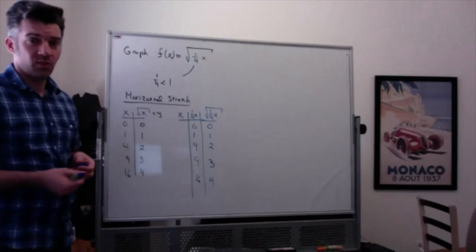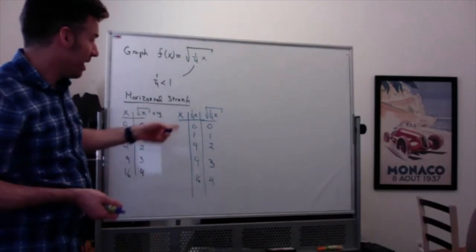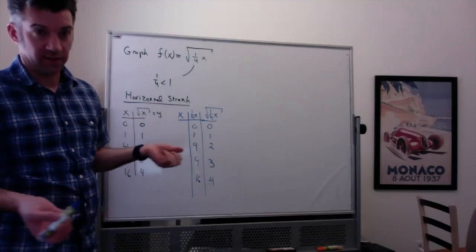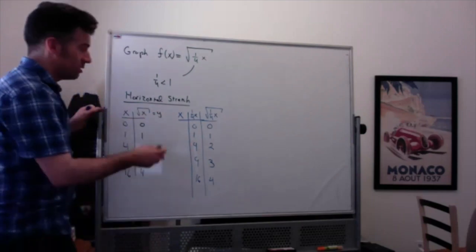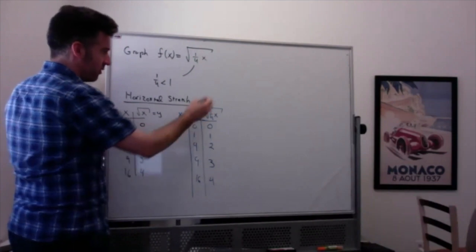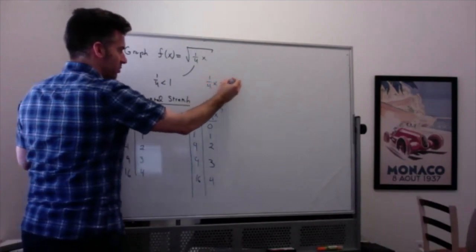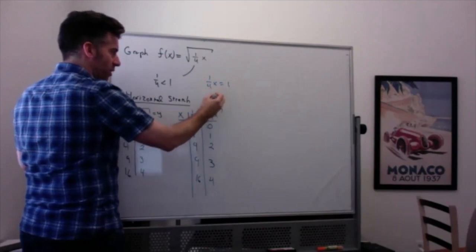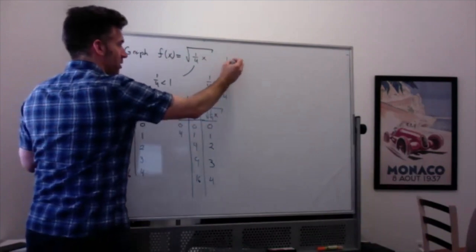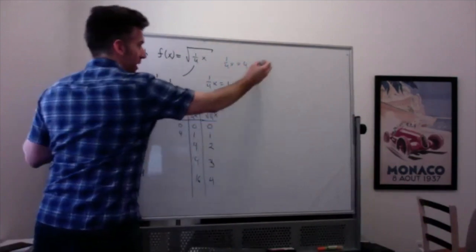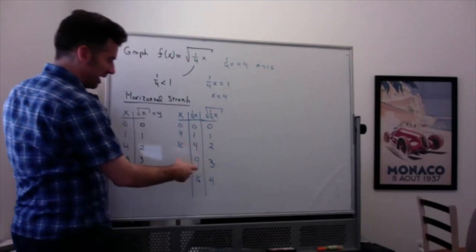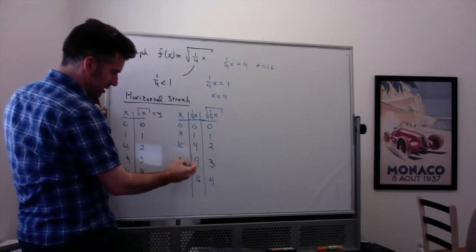Here's the thing. 1/4 x isn't x. x has to be 4 times as big as 1/4 x, because literally x is 4 times as big as 1/4 x. So if 1/4 x is 0, x also has to be 0. If 1/4 x equals 1, multiply both sides by 4, x equals 4. If 1/4 x is 4, multiply both sides by 4, x equals 16. If 1/4 x is 9, x has to be 4 times as big, it has to be 36.